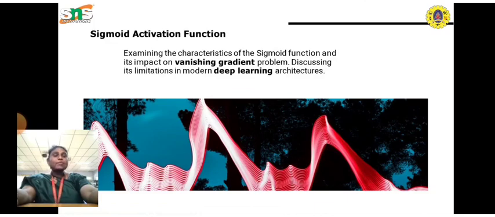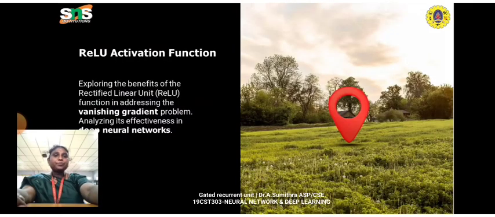We can have basic limitations in modern deep learning architecture, so we explore the benefits of the rectified linear unit function in addressing the vanishing gradient problem.